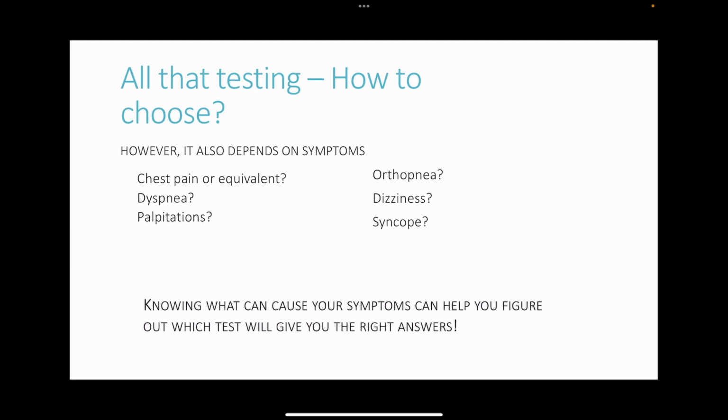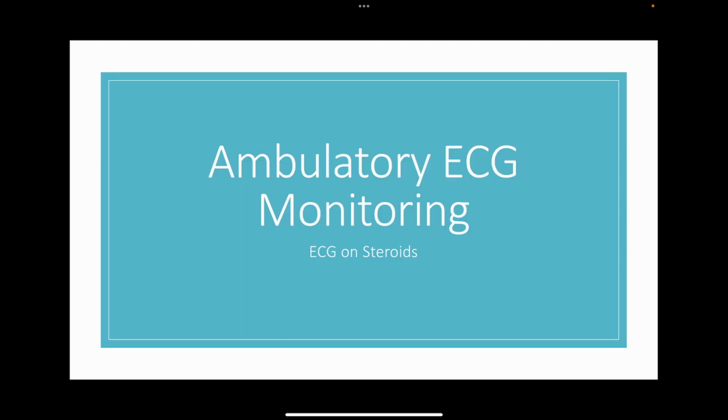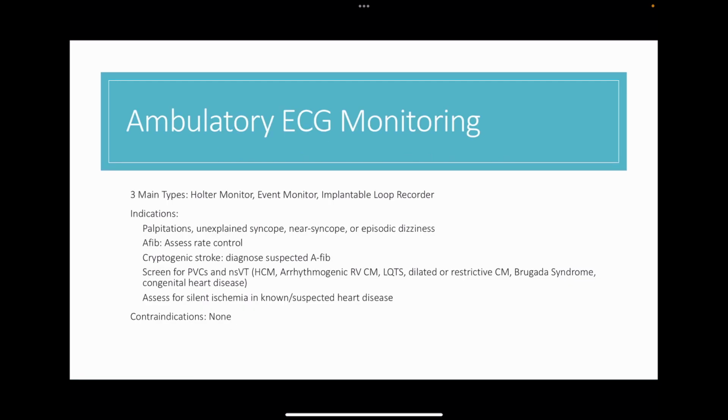So knowing what caused the symptoms can help you figure out which tests give you the best answers for your results. So the first thing is ambulatory ECG monitoring. It's like ECG on steroids. Basically, it's 24 hours of constant monitoring of your heart rate. So there's three main types. There's a Holter monitor, an event monitor, and an implantable loop recorder.